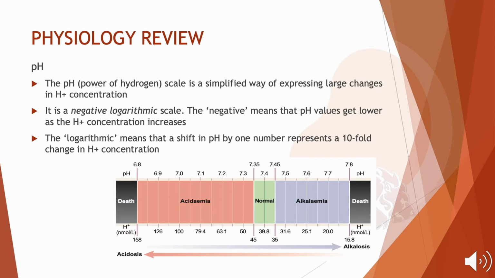So what is pH? The pH, or power of hydrogen scale, is a simplified way of expressing large changes in the hydrogen ion concentration. It is a negative logarithmic scale. The negative means that the pH values get lower as the hydrogen ion concentration increases. So for example, a pH of 7.1 is more acidic than 7.2. The logarithmic means that the shift in pH by one number represents a tenfold change in hydrogen ion concentration. For example, 7 is 10 times more acidic than 8.